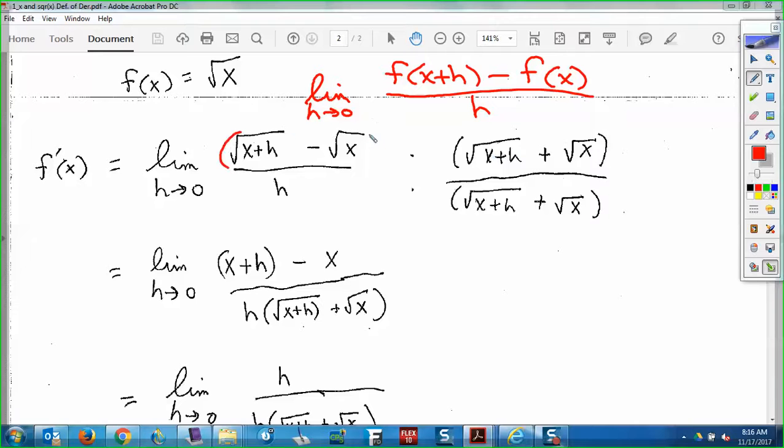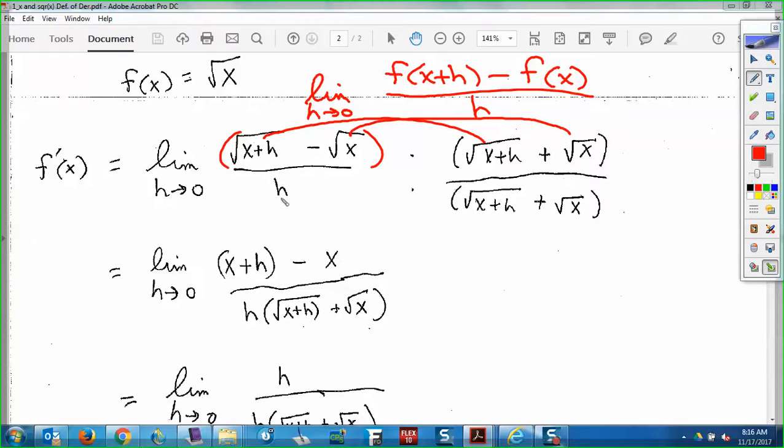Because what happens? When I FOIL this on top, what do I got? I got that times that. The square root's gone, x plus h. The outers and the inners are going to drop out. That's what a plus b and a minus b does. It's gone. And then I'm going to have that times that. Square root of x times square root of x is x. That's going to be minus.